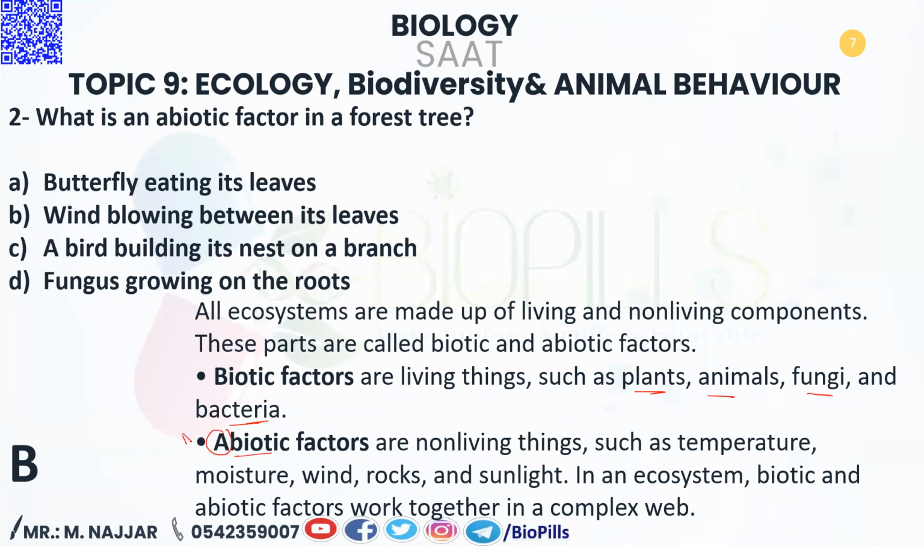So abiotic factors are the non-living things, such as the wind, the temperature, the moisture, the rock, water, sunlight, and soil. In an ecosystem, all of those are considered abiotic factors. So biotic and abiotic factors work together in a complex web. Biotic and abiotic factors make up the ecosystems.